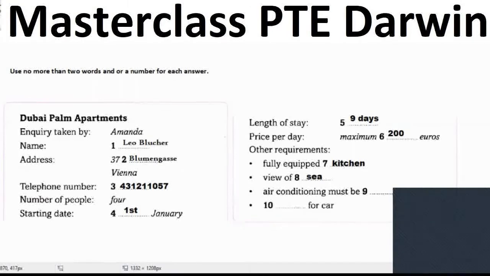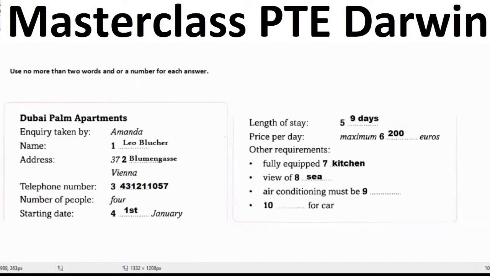Okay, so the air conditioning must be quiet, as quiet as possible. What would be the spelling of quiet? Q-U-I-E-T. That one is quit, and quiet is Q-U-I-E-T, which means silent. Quit is a different word. Okay, so now let's move on. Anything else?